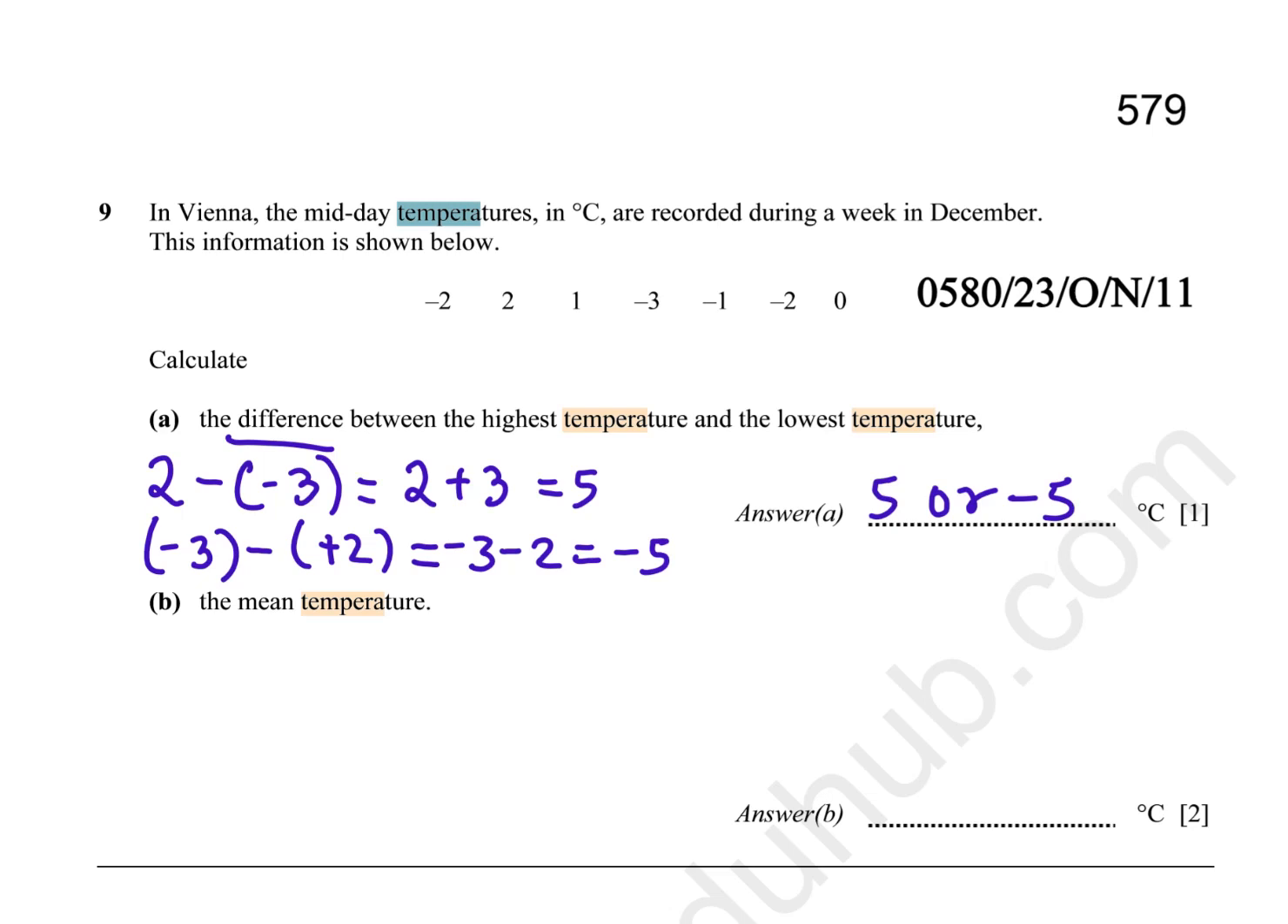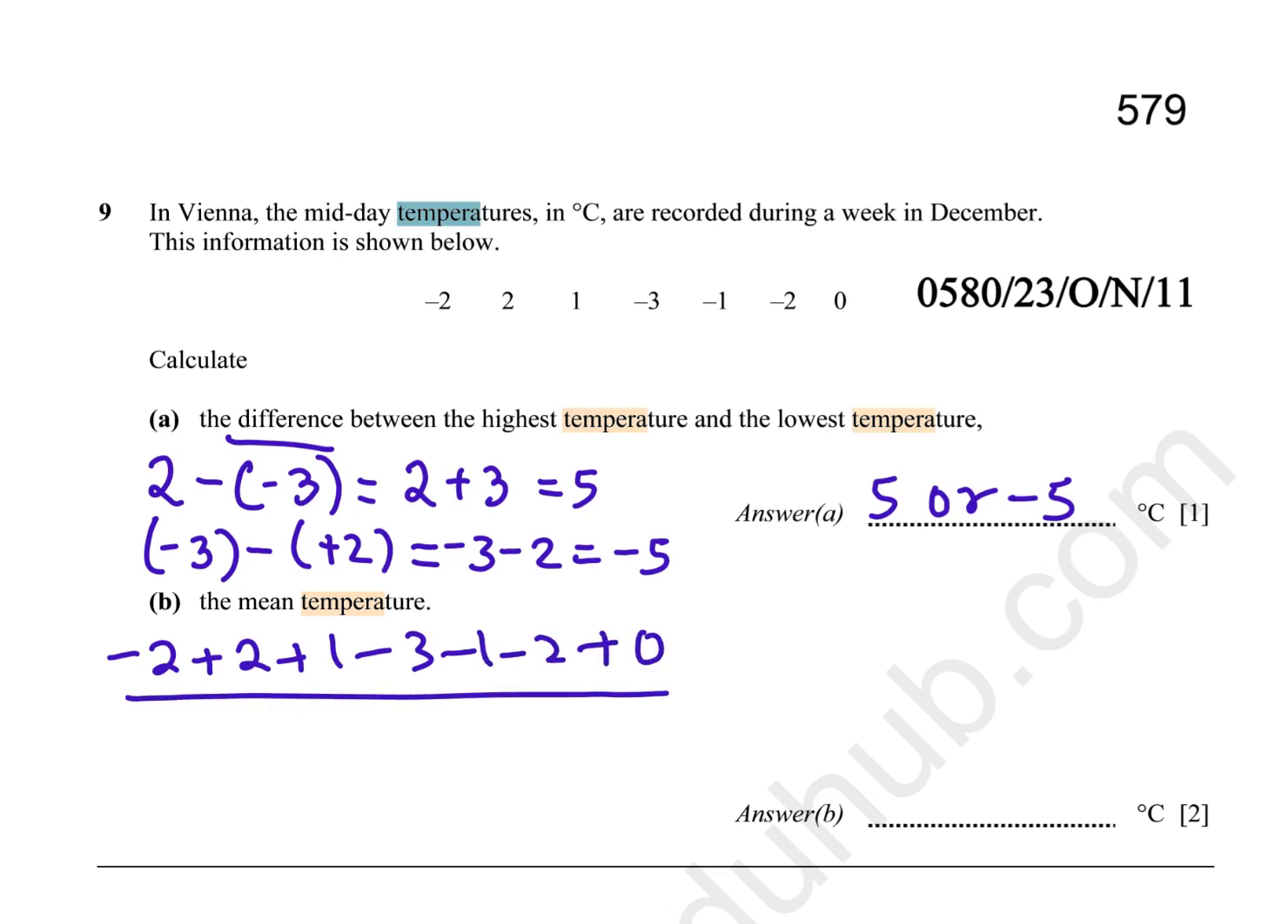Next part tells us to calculate the mean temperature. Mean temperature is the sum of all the temperatures. So I get the sum of all the temperatures. Now this I'm going to divide by the number of temperatures that I've taken. So it's 1, 2, 3, 4, 5, 6, 7. So divide this by 7. So let's see what's the answer. Minus 2 plus 2 gets cancelled, plus 1 minus 1 gets cancelled. So minus 3 minus 2 is minus 5 divided by 7. So your answer could be minus 5 divided by 7 degrees Celsius.